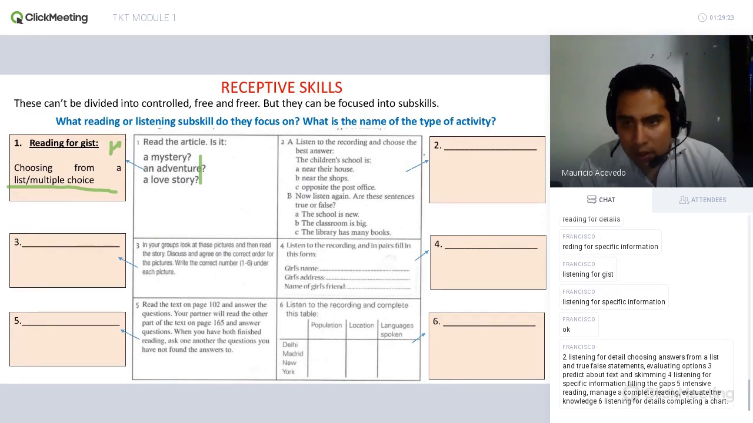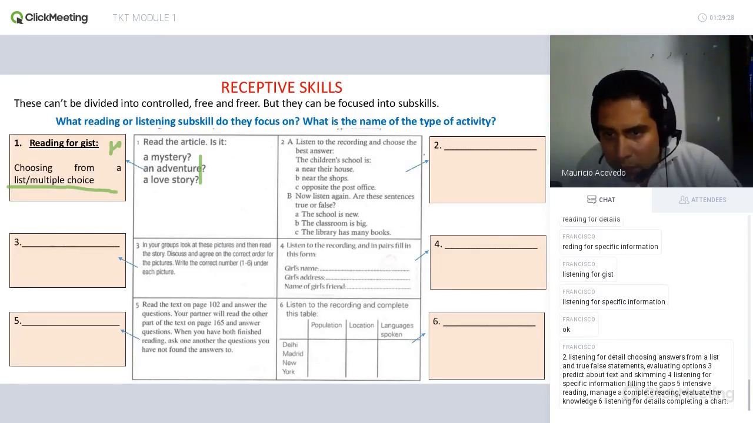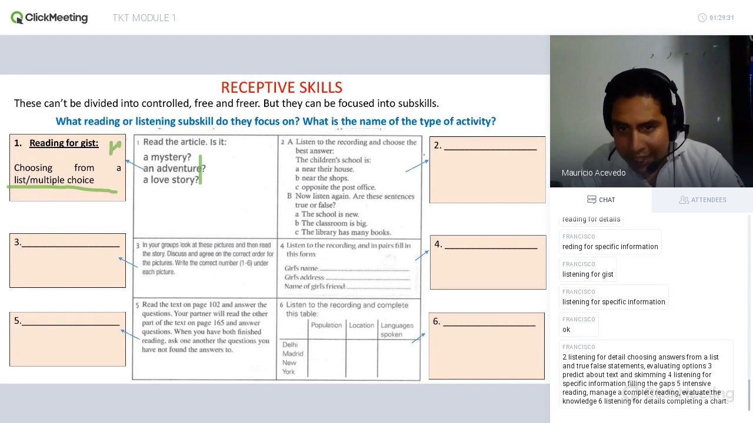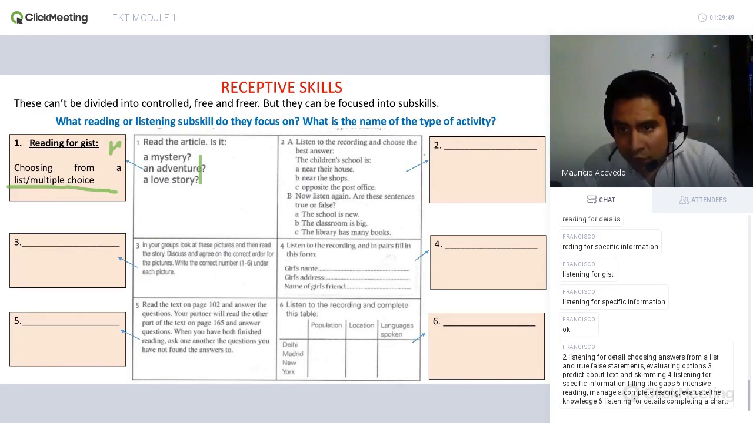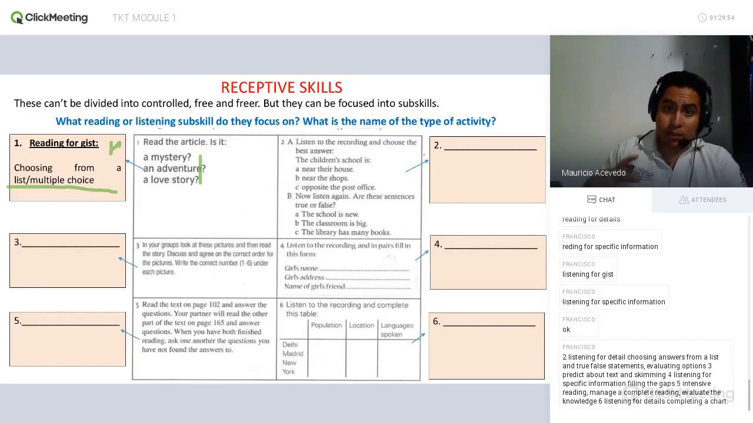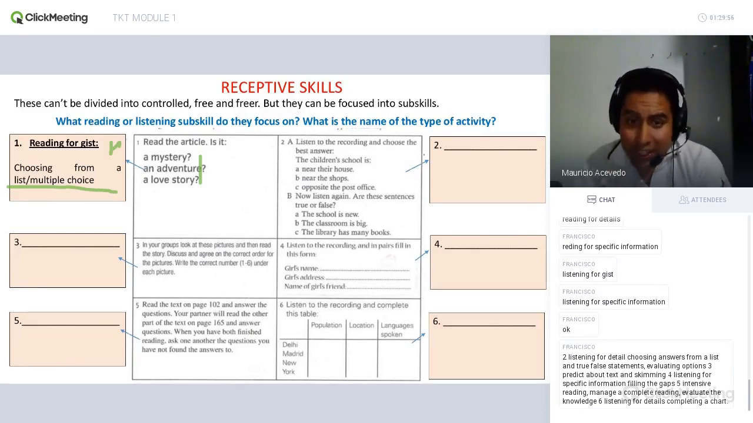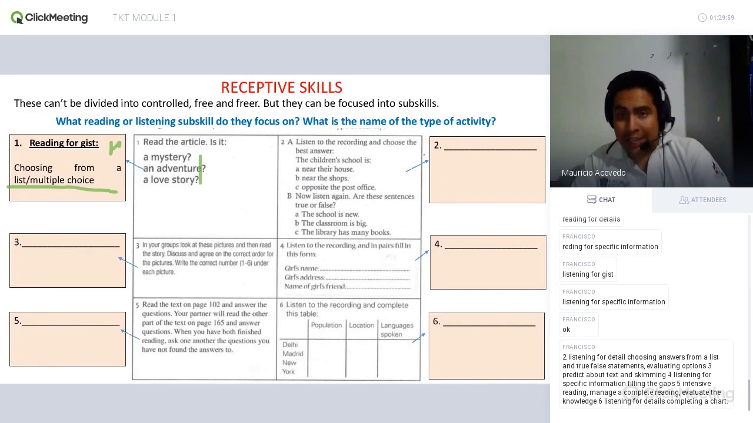The correct number. Okay. So number four for you is listening for specific information, which is filling the gaps or complete the sentences, right? And number five for you is intensive reading. That means that you need to have lots of time to do it. Manage a complete reading, evaluate the knowledge. Okay. Yeah, that could be. And finally, listening for detail, specific, completing a chart. So in this case, you need to look at every single word they say because they might tell you about population, location, and so on.